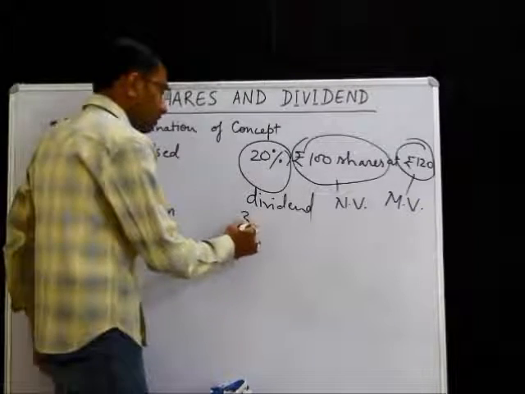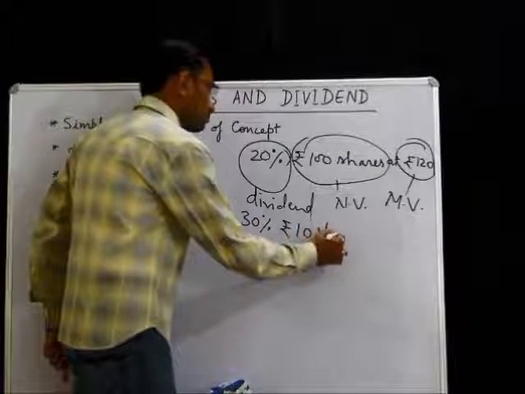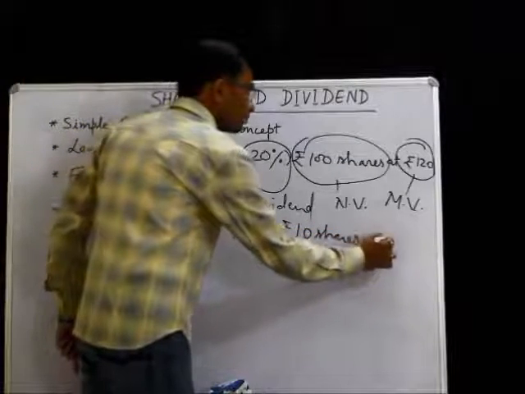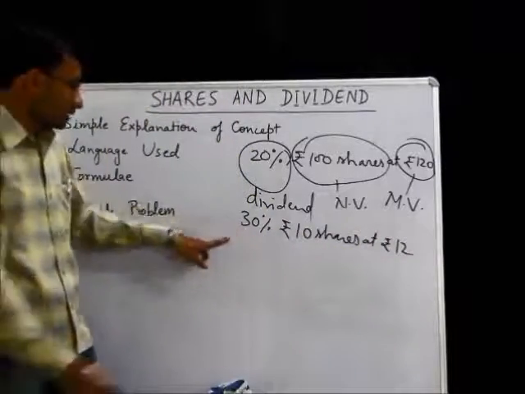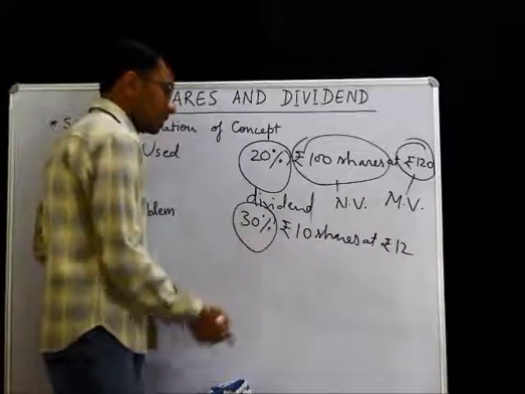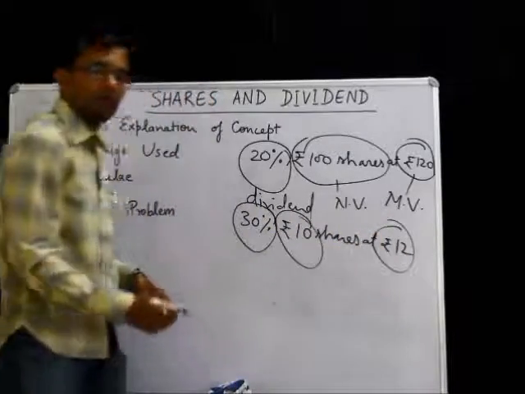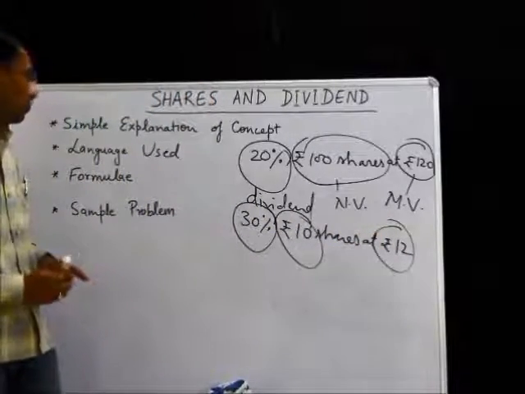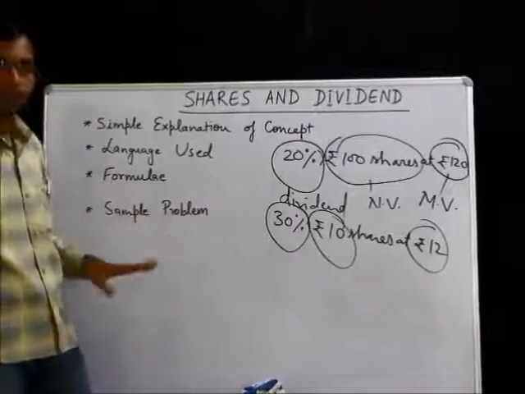Let us say 30% rupees 10 shares at rupees 12. So if I say like this, that means that the rate of dividend is 30%, 10 rupees is the nominal value, and 12 rupees is the market value. So now we have also learnt about the language used. So now we come to the formulae.